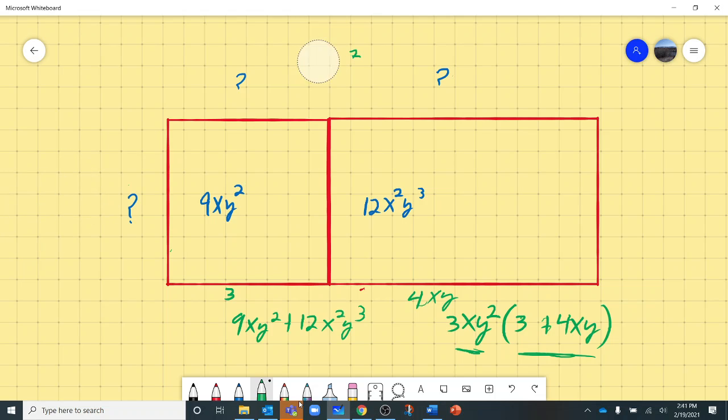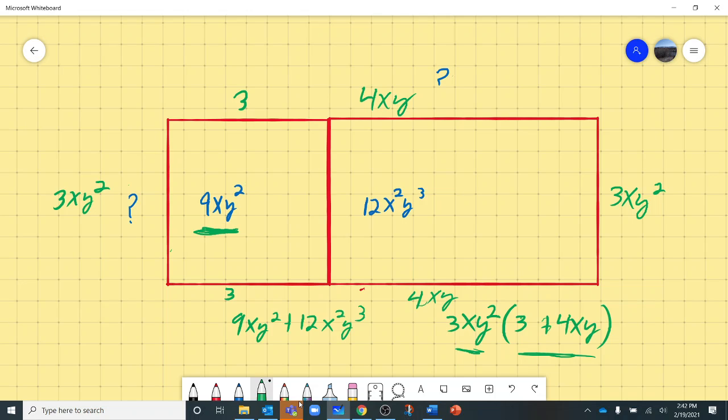The other thing we could try is to keep the 3 plus 4xy, but say this must be 4xy right here, and this would be 3. But then if you multiply that by 3xy squared, you don't get the 9xy squared that we need. So that one doesn't work. Really the only viable option is to have this side be a 3, this side be a 4xy, and this side be our 3xy squared. And then this would also be 3xy squared because they're rectangles. Okay, so I'll leave it at that.